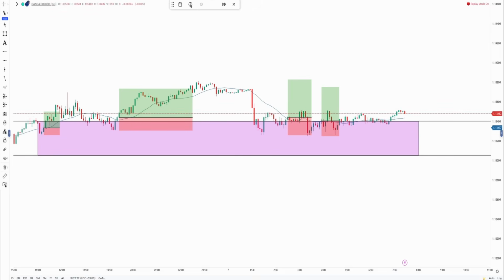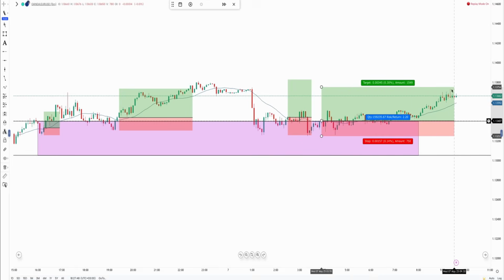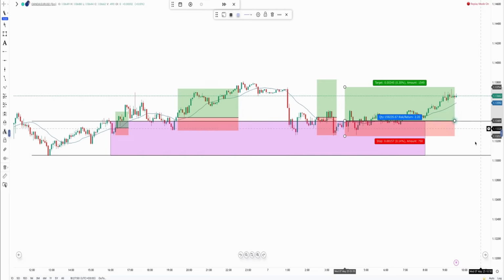Let's see if this plays out. Does this play out? So let's first pull this forward and see if this really reached take profit. It barely reached take profit, almost reached take profit.